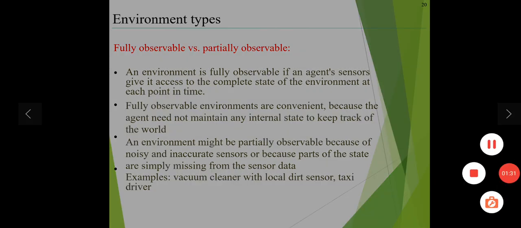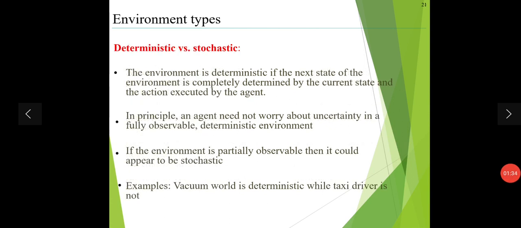Now the next one is deterministic versus stochastic. The environment is deterministic if the next state of the environment is completely determined by the current state and the action executed by the agent. Okay. So in principle, an agent need not worry about uncertainty in a fully observable and deterministic environment. If the environment is partially observable, then it could appear to be stochastic. So vacuum world is deterministic while taxi driver is not.